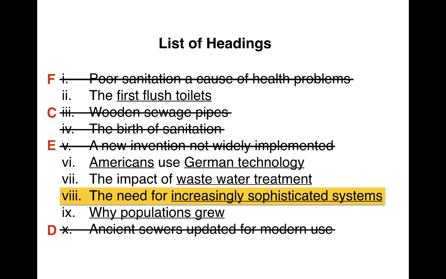It wasn't explaining why populations grew either. So 8 is the correct heading for this one. We'll put paragraph B next to that. We can cross that one out, and I think now we're on to the last paragraph, paragraph G.